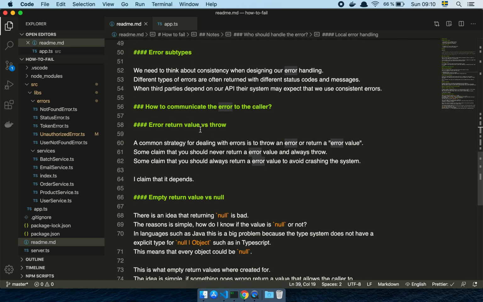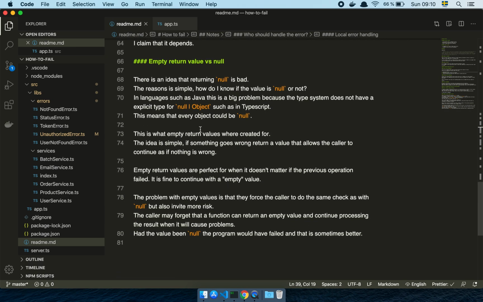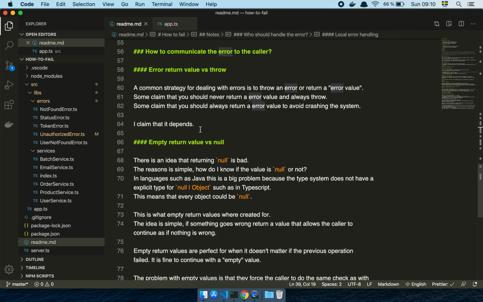So let's move on to our final section, where we're going to talk about errors versus return values, or throwing versus error return values. This is also something that this question was touching on, and it's very debated in many circles on the internet. Basically the question is, if something goes wrong, should you throw an error and crash the system, or should you return a value that represents that something went wrong?